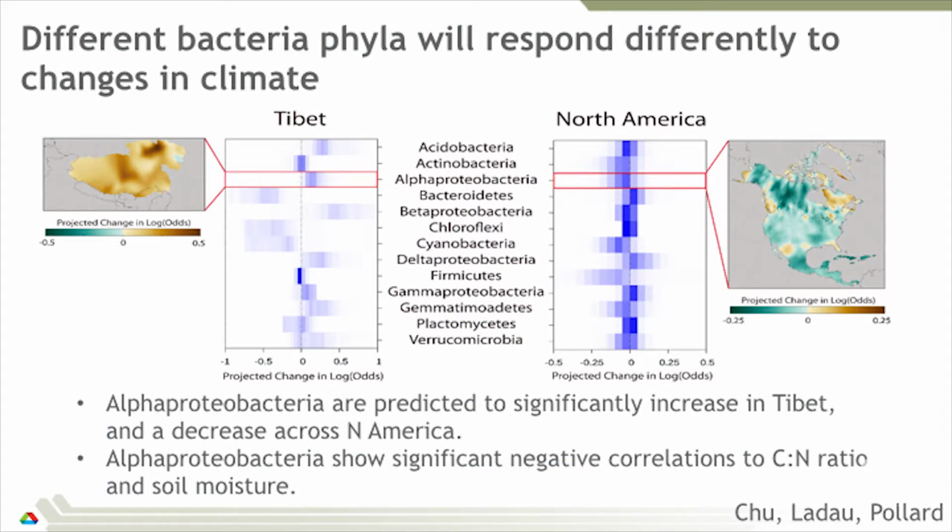So examining, say, alpha proteobacteria and seeing how it would change in Tibet or North America, we actually see an inverse relationship. So biogeographic regional responses are likely to be highly regional. So alpha proteobacteria is increasing in Tibet and decreasing in North America, and we know that shows a relationship with carbon-nitrogen ratios. Therefore, we can start to explore the potential implications of changes in plant community structure, changes in edaphic variables, and that microbial community balance.